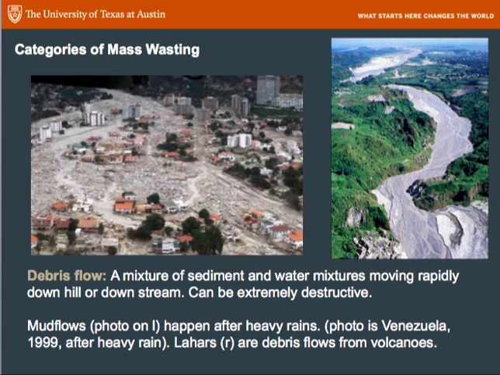A debris flow is a mixture of sediment and water that moves very rapidly downstream, and it can be quite destructive. Mudflows, like the one on the left, happen after very heavy rains. This is from Venezuela. And lahars, like the one on the right, form as mudflows or debris flows from volcanoes.